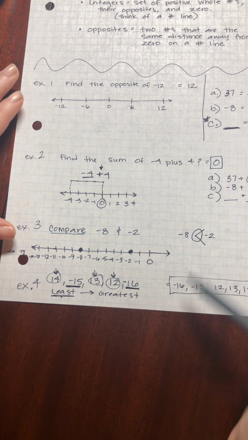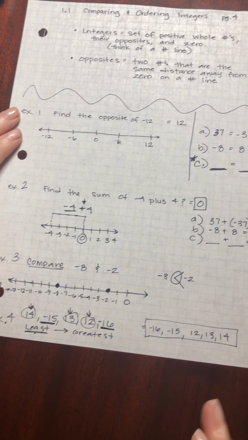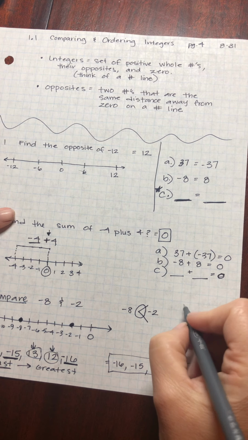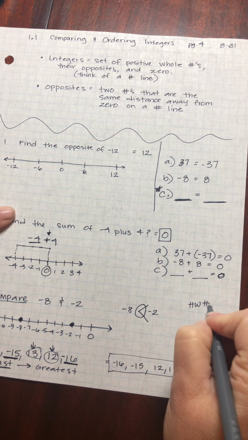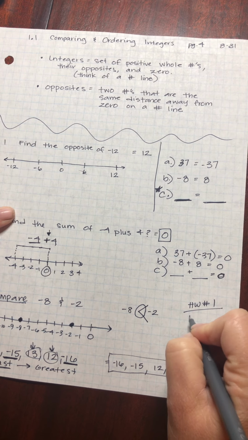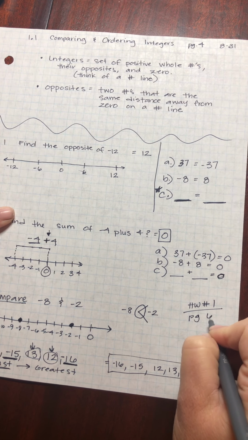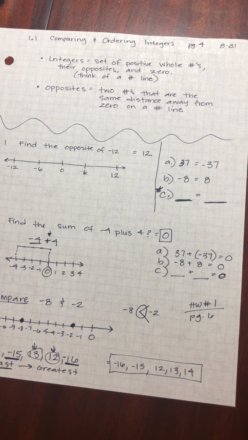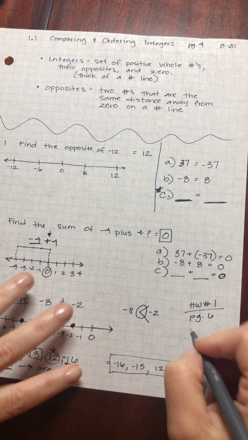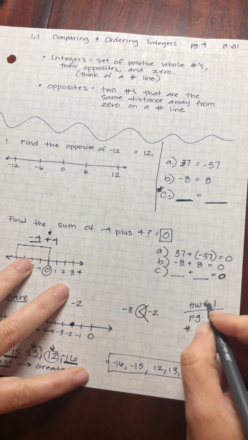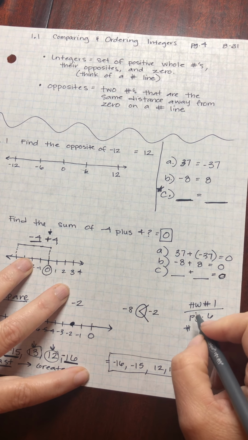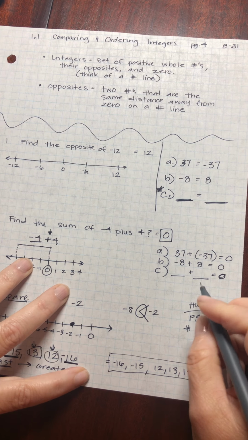These are the types of homework that you're going to have in today's lesson. Your homework, we're going to call this assignment number 1, and it is on page 6. The problems are going to be from page 6. We're going to be doing numbers 32 through 42.